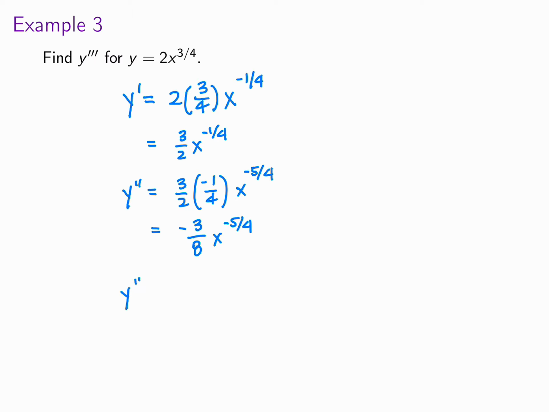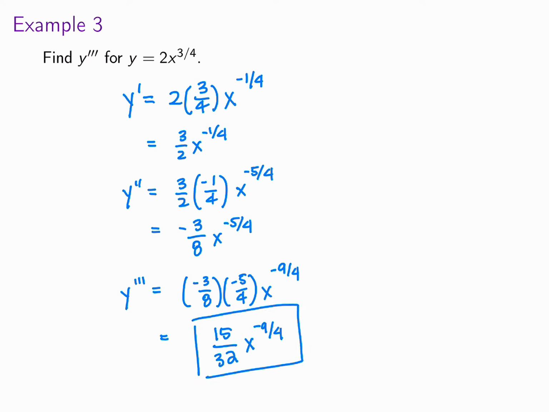And then one more time, y triple prime: negative 3/8 times negative 5/4 times x to the negative 9/4. And again, clean up: 15 over 32 x to the negative 9/4. And there is our third derivative. So the basic idea, we could take one derivative, all of our rules just stay the same. If you need a second derivative, you just use the same rules and take the derivative of the derivative, and you just keep going. But that's how we handle higher order derivatives.